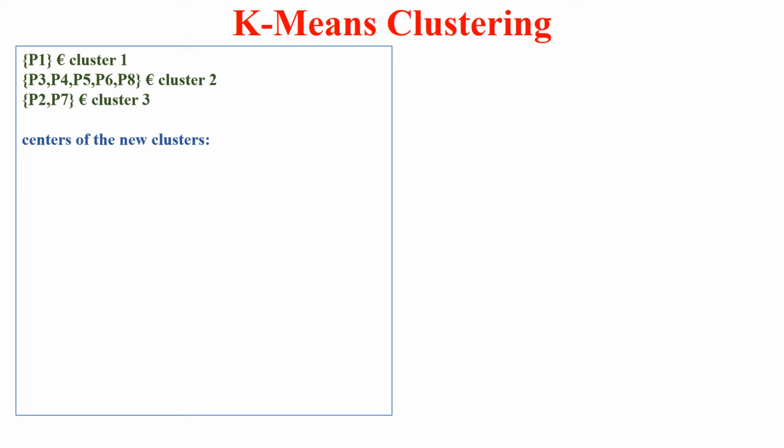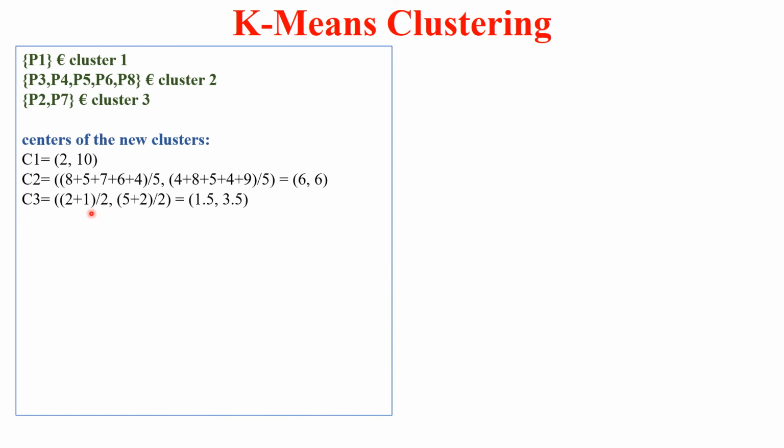Now finding out the centers of the new clusters. For example, for cluster 1, there is only 1 point, so the point itself is the center of that cluster. But for C2, we have 5 points. So take the average of the x values of those 5 points, comma, the average of all the y values of those 5 points. The center of the second cluster would be 6, 6. Likewise, the center of cluster 3 would be 1.5, 3.5.